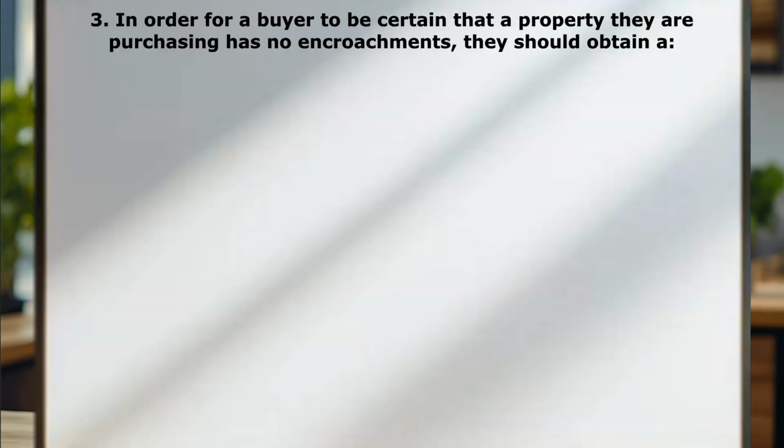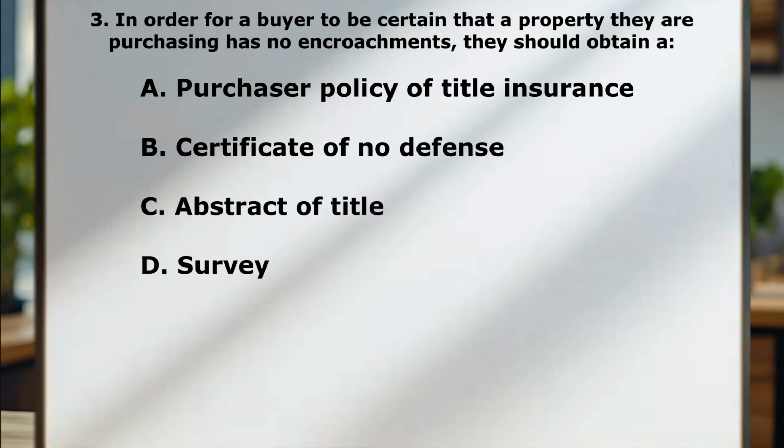Question number 3. In order for a buyer to be certain that a property they are purchasing has no encroachments, they should obtain A, purchaser policy of title insurance. B, certificate of no defense. C, abstract of title. And D, a survey.